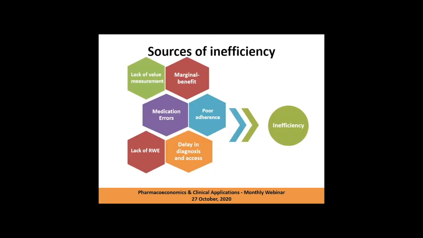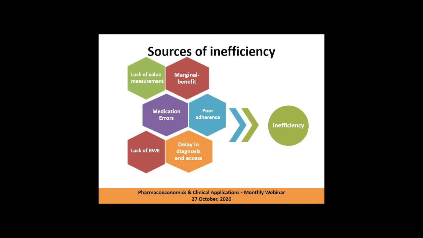Lack of real-world data also can be a source of inefficiency. As you know, real-world evidence can capture the variations in providing care, can help in identifying patient-relevant outcomes, guiding the improvement in care, and also targeting care more effectively and supporting the use of the innovation in the hospital.